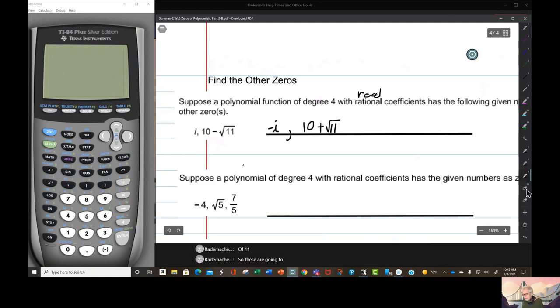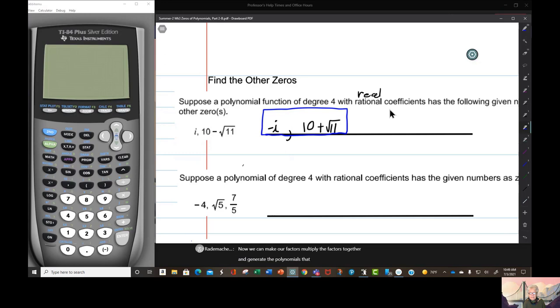So these are going to be your answers in the answer box. Someone snuck in the house and changed my settings. Probably not, but it's a good story. There. This is the conjugate of that, and this is the conjugate of that. So now we meet the rules. Now we can make our factors, multiply the factors together, and generate the polynomials that meet these specifications, degree 4, and rational or real coefficients.